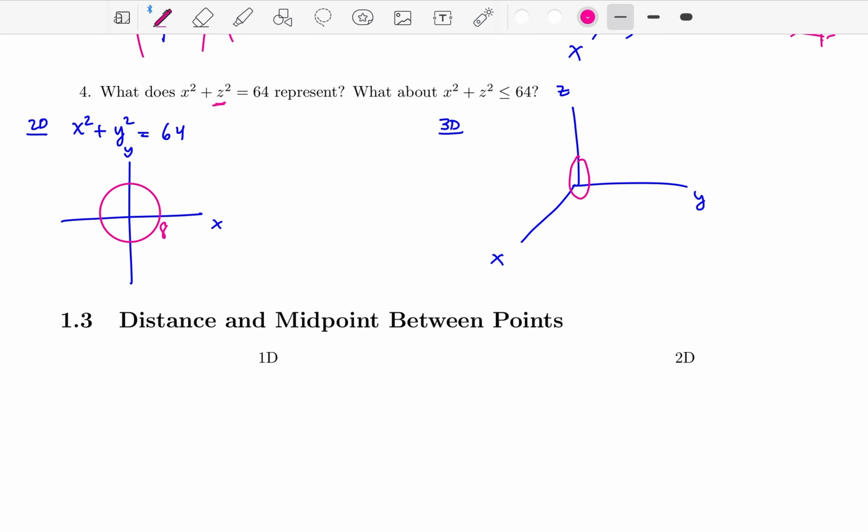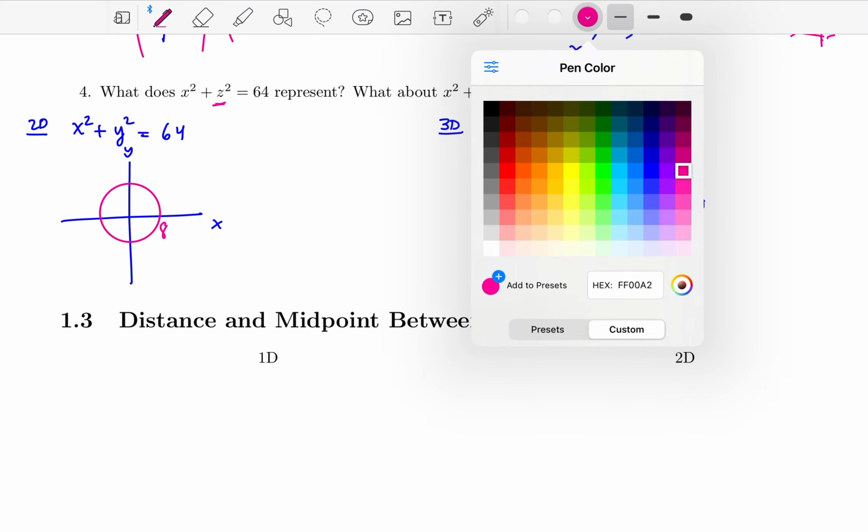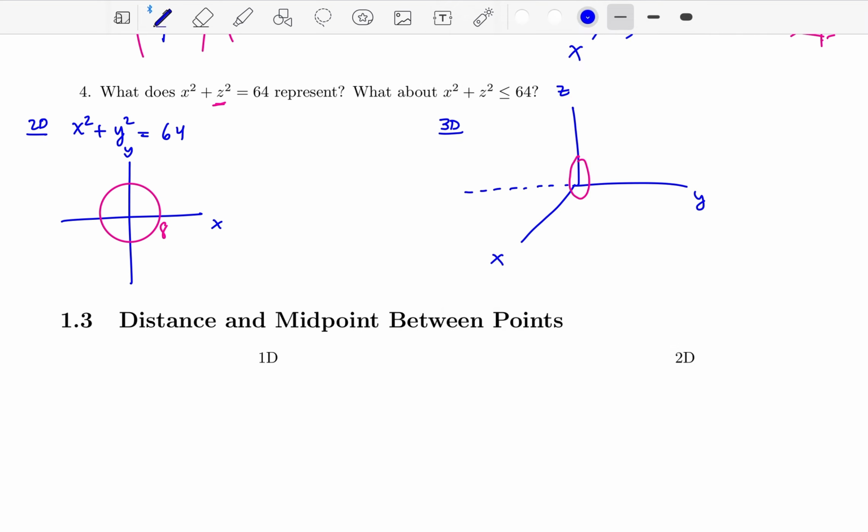Now, since y is free, this turns into a cylinder, okay? A cylinder along the y-axis. So imagine I put this here, so it'll be something like this. It's an infinite cylinder, but I'm drawing it so that you can imagine what's happening. If you were to look at this from the front, then this is the xz plane, and this is happening along the y-axis.